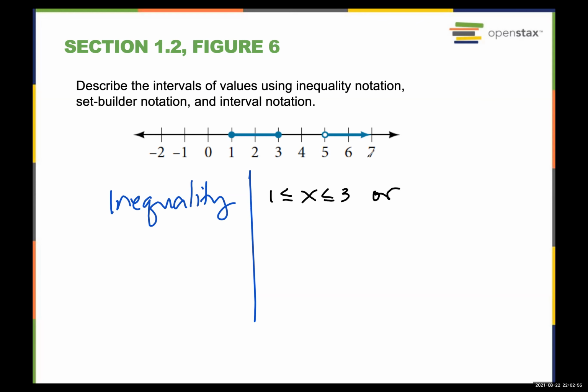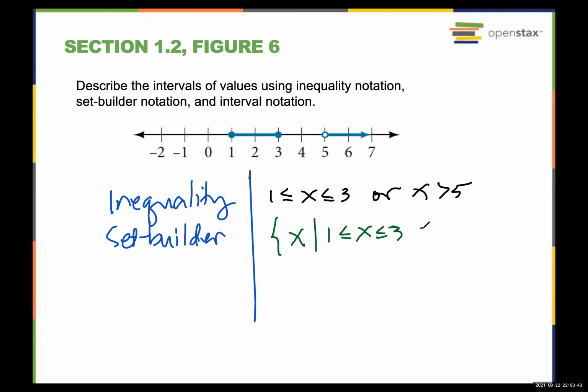Or we have, not including 5, meaning everything to the right of 5, or x greater than 5. So that is inequality notation. Next is the set builder notation. So x such that x is between 1 and 3, or x is greater than 5.